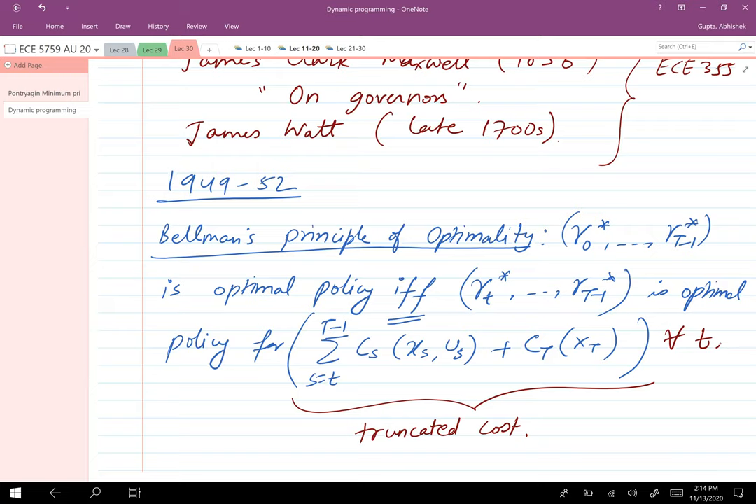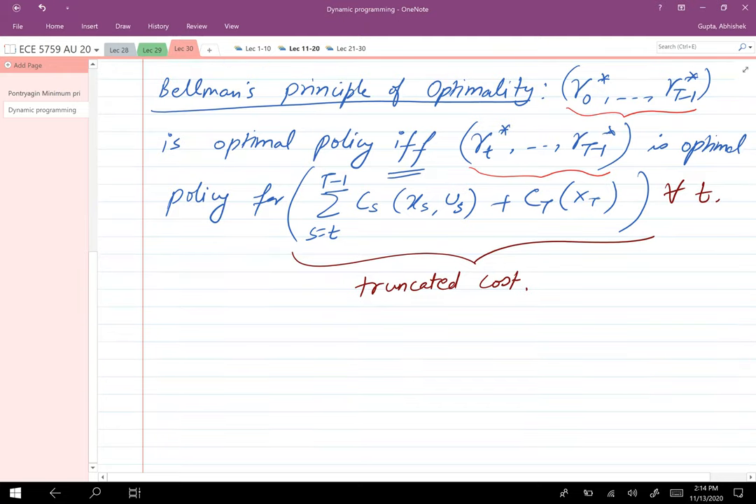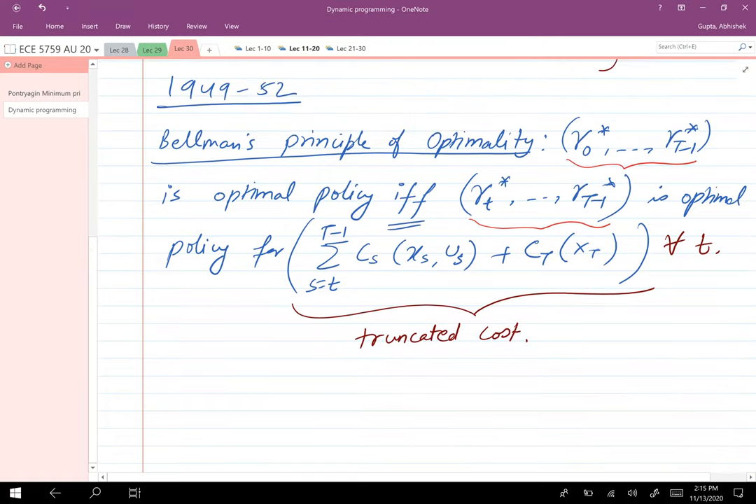Okay, so what does Bellman's principle of optimality say? Well, it says the following. If you have an optimal strategy and you truncate that optimal strategy, so this is the truncated optimal strategy starting from gamma t star all the way to gamma T minus one star, the truncated optimal strategy has to be an optimal policy for the truncated cost. But you are not doing the truncation from time zero to time t. You're doing the truncation from time t to time capital T minus one. So the tail of the policy has to be optimal with respect to the tail of the cost. And that's the biggest insight Bellman had back in 1949 to 1952.